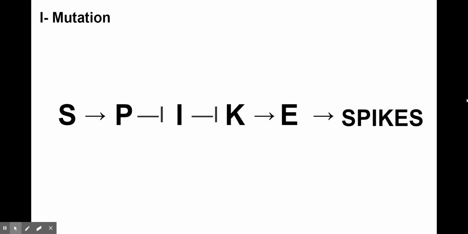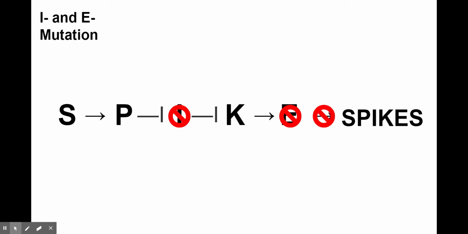Next, we have an I- mutation. With a defective I, we do not repress K, which means much like in our wild type, K and E are able to promote and produce spikes. Here we have a mutation I and E. We'll focus on our E mutation because it's further down the network. Because E is mutated, we cannot promote spikes, so spikes will not be produced.